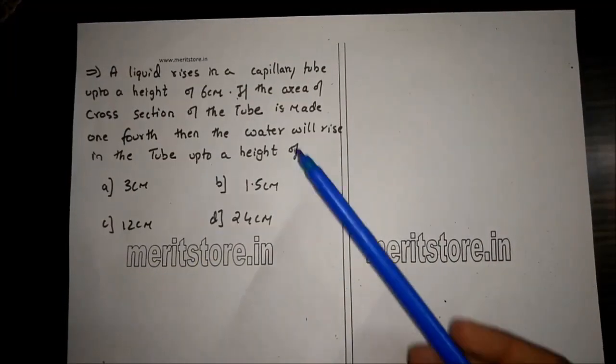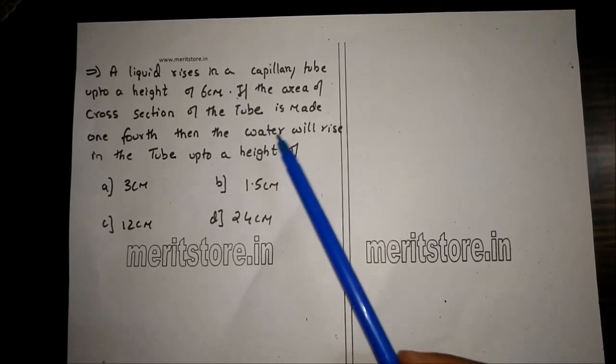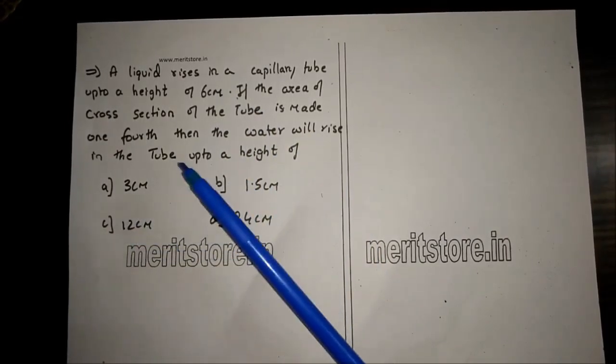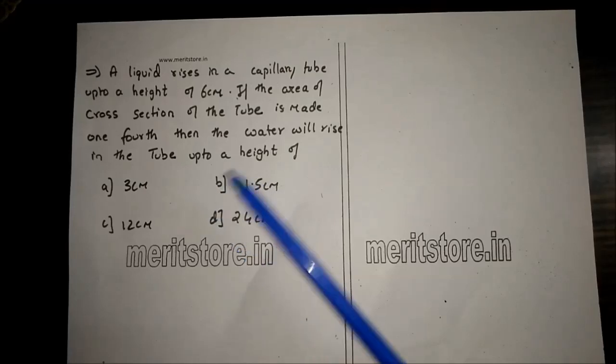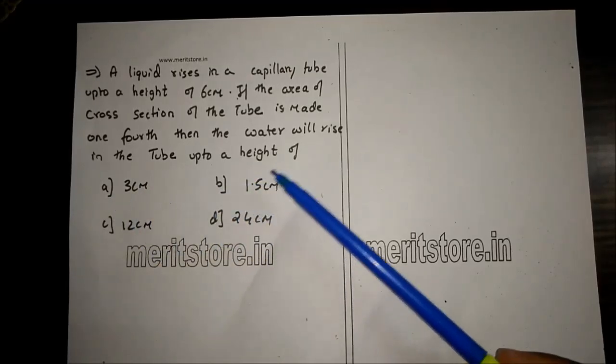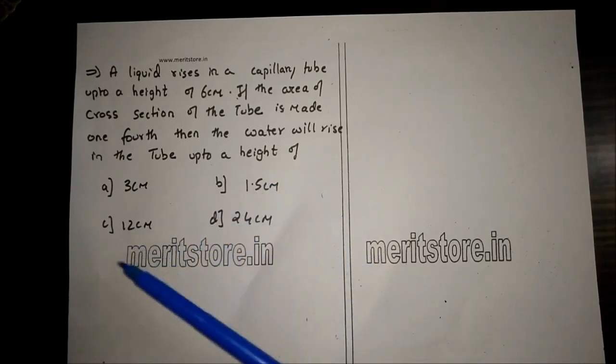Liquid rises in the capillary tube up to a height of 6 centimeter. If the area of the cross section of the tube is made 1/4, then the water will rise in the tube up to a height of A 3 centimeter, B 1.5 centimeter, C 12 centimeter, or D 24 centimeter.